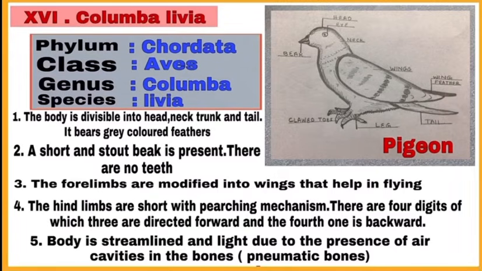There are 4 digits, of which 3 are directed forward and the 4th one is backward. Body is streamlined and light due to the presence of air cavities in the bones. Such bones are called pneumatic bones.